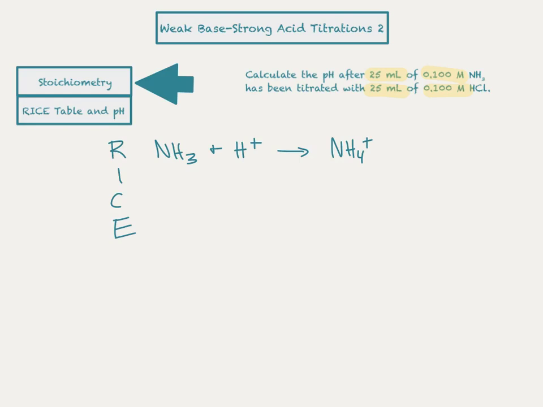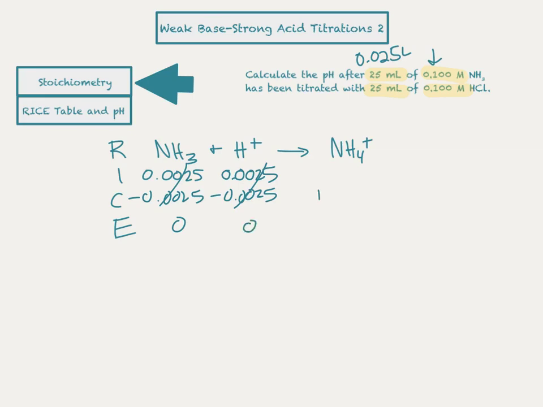Okay, so for initial moles, all I have to do is take the liters of the base, 0.025 liters, and multiply that by the 0.1. And do the same calculation for the H+ to see that our change is going to be all of these moles, so we'll have none of our weak base left at this point. And all of it will have turned into the conjugate acid, the ammonium ion.